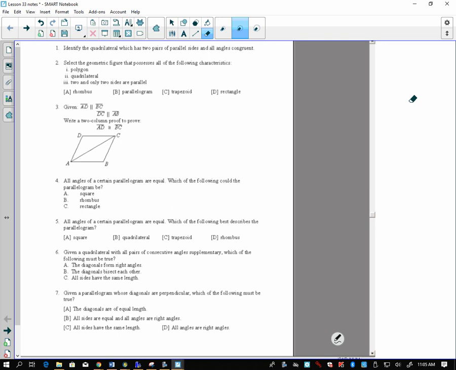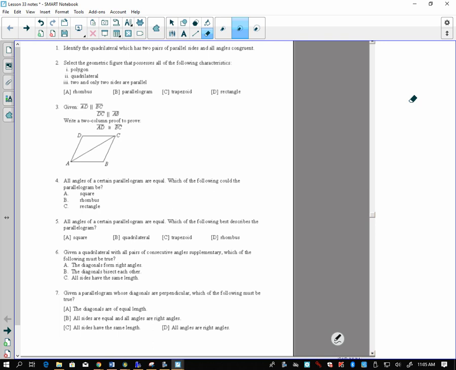Question number 2, select a geometric figure that possesses all the following characteristics. It's a polygon, it's a quadrilateral, two and only two sides are parallel. That's the important part. So is it a parallelogram? It's a trapezoid, because a rhombus, a parallelogram, and a rectangle have two pairs of parallel sides. We only want one pair of parallel sides. That's going to be a trapezoid. We're going to skip number 3 for the sake of time.